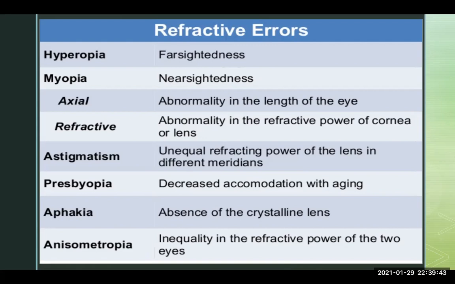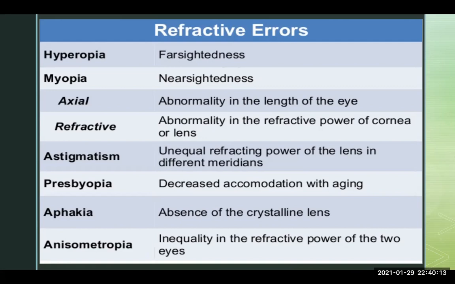Axial ametropia is caused by abnormality in the length of the eye. Refractive ametropia is caused by abnormality in the refractive power of the cornea or the lens, with the normal axial length of the eye. This is related to hyperopia or myopia. So hyperopia or myopia could be axial or refractive.